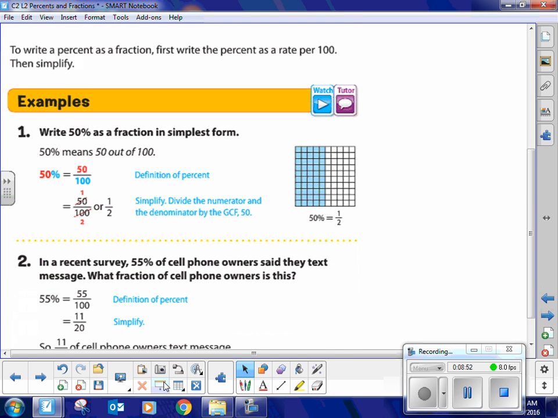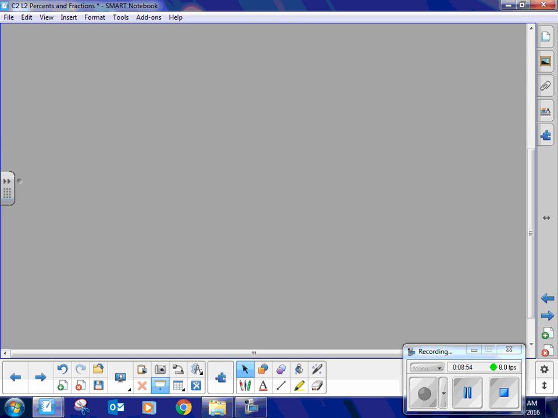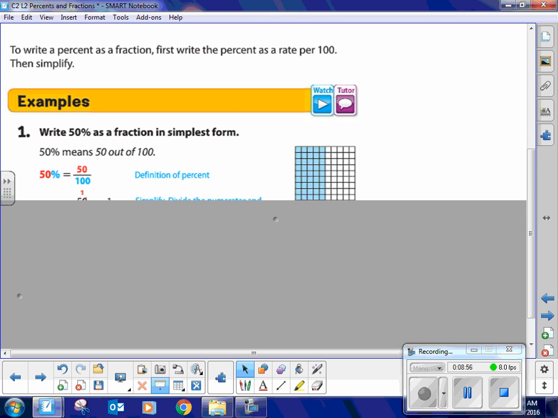What happened to my little thing here? I don't know. I must have not put it back. That's okay. Let's slide it all the way down. All right, here we go.